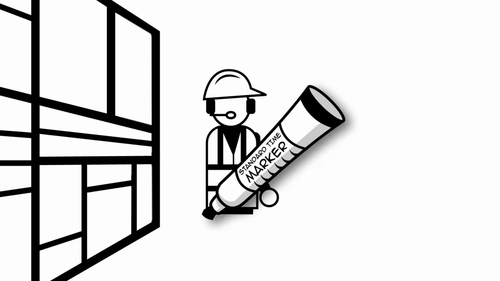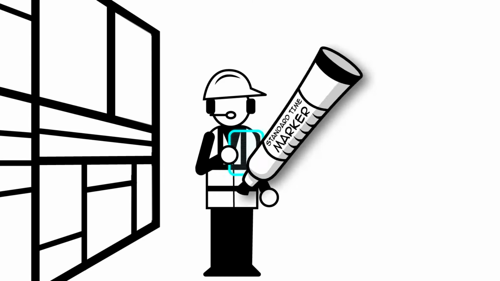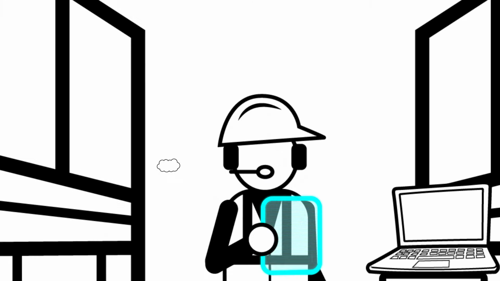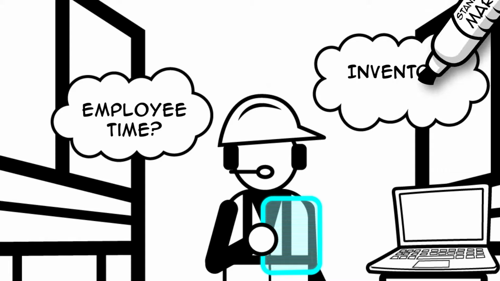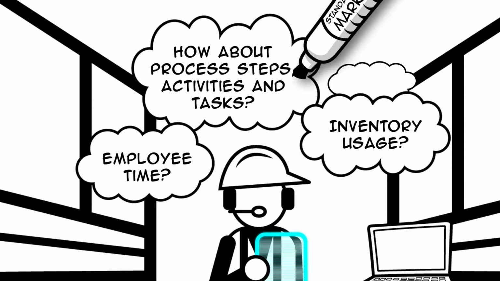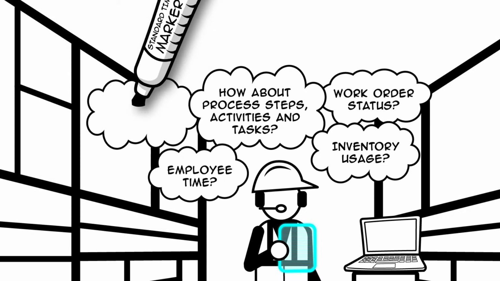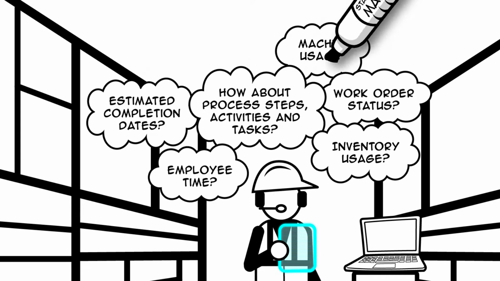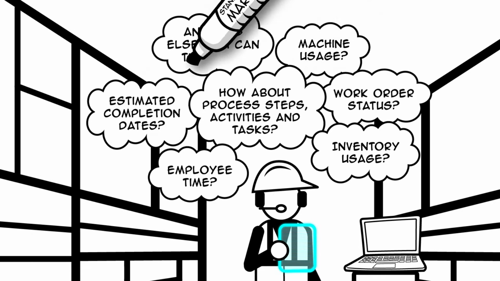Hey manufacturing managers! What goes into your work order tracking on the factory floor? Employee time? Inventory usage? How about process steps, activities, and tasks? Work order status? Estimated completion dates? Machine usage? Anything else you can think of?